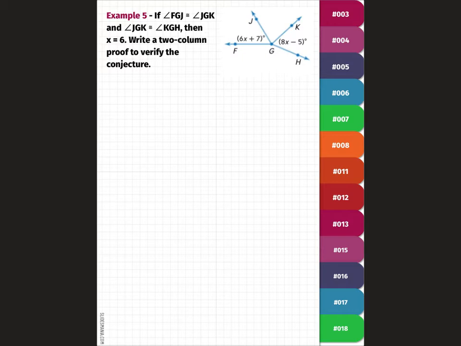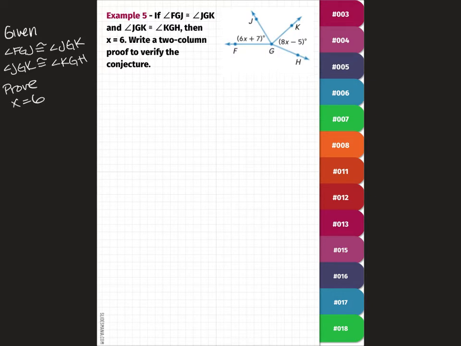So let's get started. So again, they gave us some information. So off to the side, I'm going to write the information. So we have a given. Remember, that's our hypothesis. So if angle FGJ is congruent to angle JGK and angle JGK is congruent to angle KGH, then that means that we need to prove that X is equal to 6.